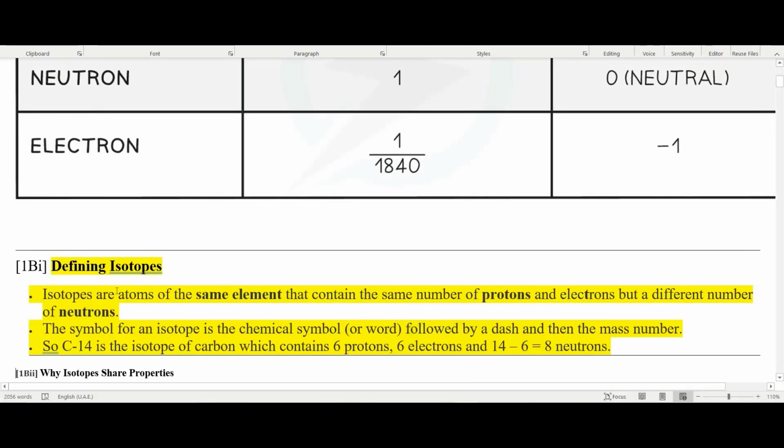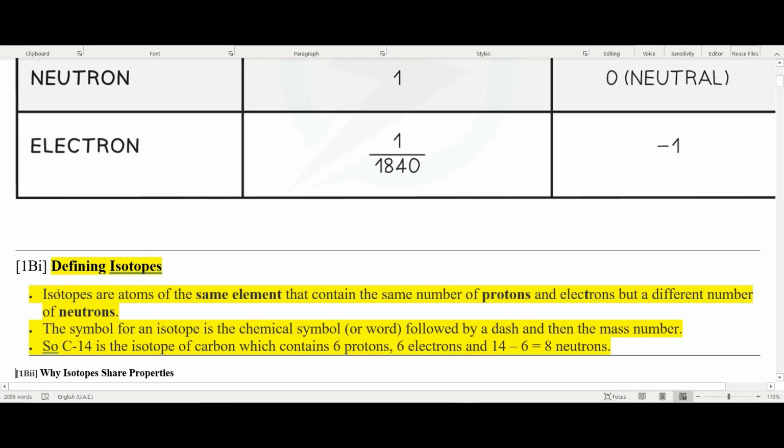So if you see the definition of the isotope, what are isotopes? Isotopes are atoms of the same element that contain the same number of protons and electrons, but a different number of neutrons. The symbol for an isotope is the chemical symbol or word followed by a dash and then the mass number. An example of an isotope can be C-14, which is an isotope of carbon, which contains 6 protons, 6 electrons, and 14 minus 6, which is 8 neutrons, mass number minus the atomic number. But now we'll stick to the question. They're asking us what is the same in these isotopes and what is different.